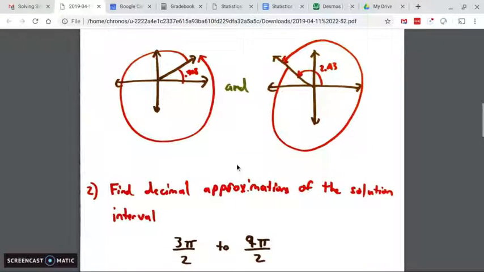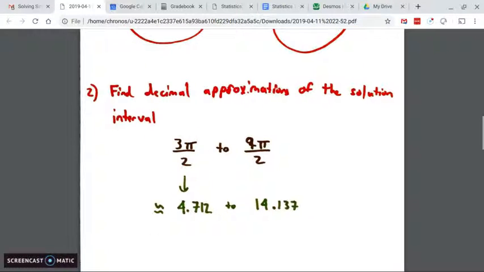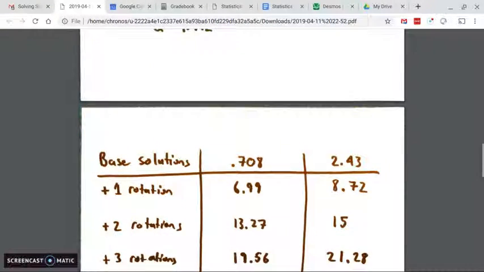Okay, so now we kind of know where all the solutions are going to be. We need to find out where exactly they want the solution interval that they're talking about in this problem. So they want all solutions that are between about 4.7, I'm rounding here, of course, because of pi, and 14.137. Okay, so now I just go and make my list.